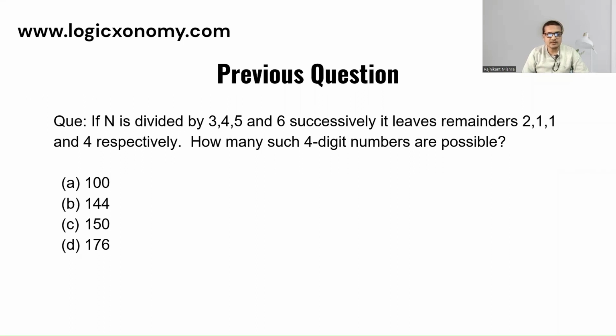If n is divided by 3, 4, 5 and 6 successively, it leaves remainder 2, 1, 1 and 4 respectively. How many such 4-digit numbers are possible? This is a question of the LCM and HCF chapter.